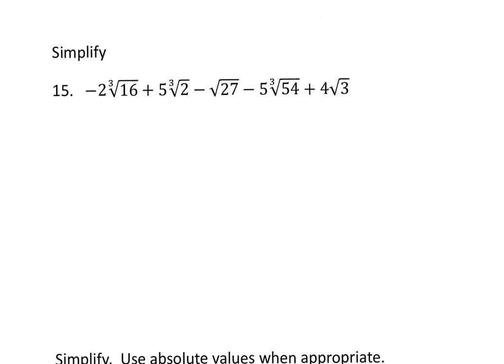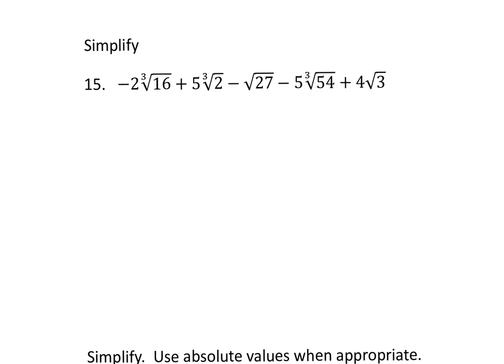All right, number 15. Lots of radicals here. I can add and subtract radicals when they have the same index and the same radicand. What I need to do is simplify my radicals to see which ones actually do have the same index and radicand. So 16, I know, is 8 times 2. 8 is 2 times 2 times 2 times 2. I can take 3 of those out. So that's negative 2 times 2, and what's left is cube root 2. So I have negative 4 cube root 2.